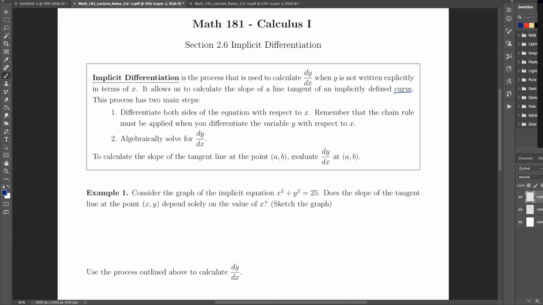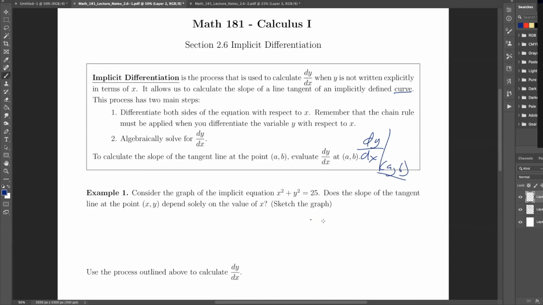Calculate the slope of the tangent line at any point. You evaluate this at some point. Sometimes you're going to see the evaluation written this way, where it's dy/dx with a very long line with an A, B here. I don't know if you guys will see that. You might see that later, but I don't know if you'll see it in this book. All right.